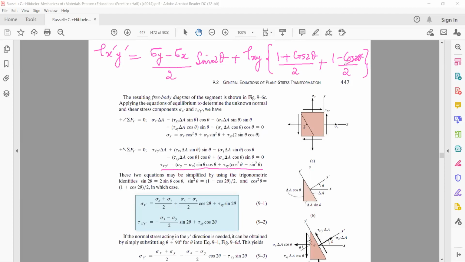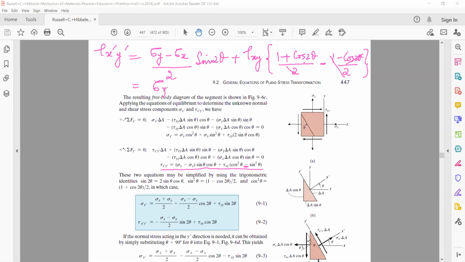Sorry, you have a plus here. You have a minus here. Okay, you have minus here, isn't it? So it will be (1 plus cos 2 theta)/2 minus (1 minus cos 2 theta)/2. So what will cancel? 1/2 and 1/2 will cancel. This will be cos 2 theta, minus minus will be plus cos 2 theta. So it will be, yes, 2 times cos 2 theta.